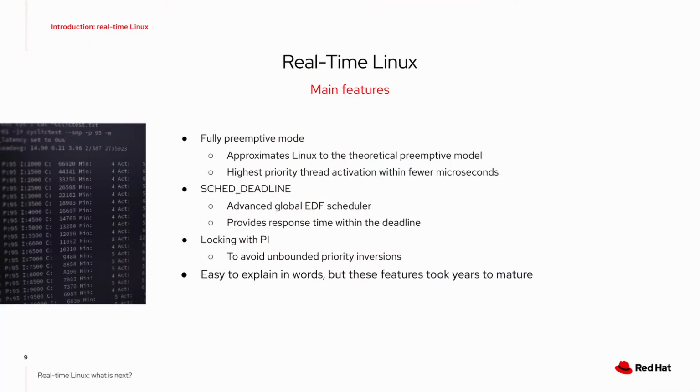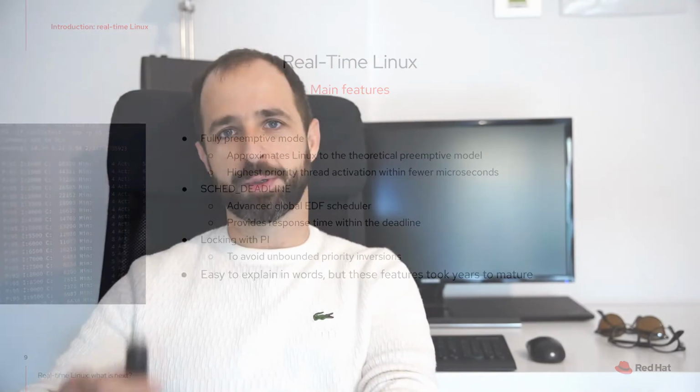As I mentioned, real-time Linux is not composed of a single tool, but instead is a set of features, and among them the most important nowadays are the PREEMPT_RT parameter, which implements the fully preemptive mode, in which the system is approximated to the fully preemptive in the theory and gives us a low latency in the activation of the highest priority thread. And we also have the sched deadline, which implements an advanced global scheduler that tries to provide deterministic response time for tasks. And we also have the priority inheritance protocol on the mutex that tries to avoid unbounded priority inversion, and among others, right? But these are the main features nowadays.